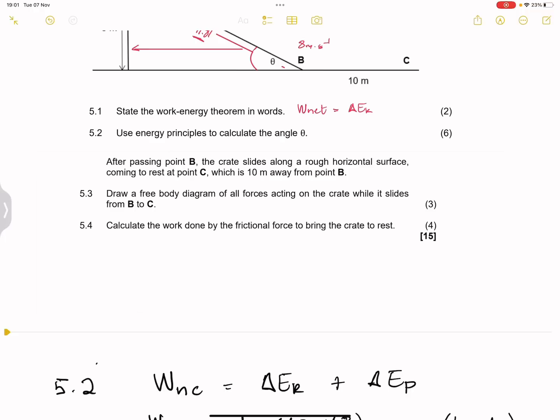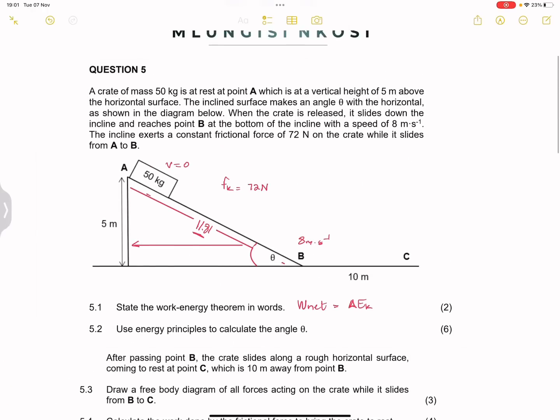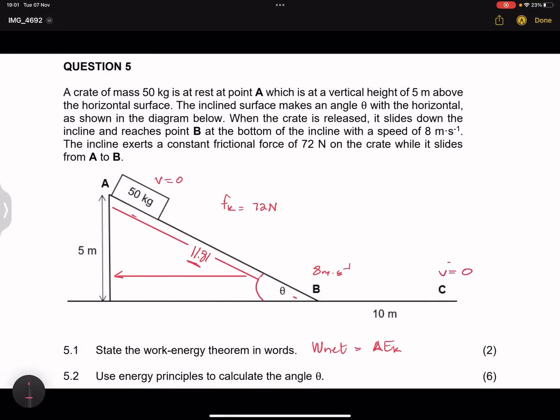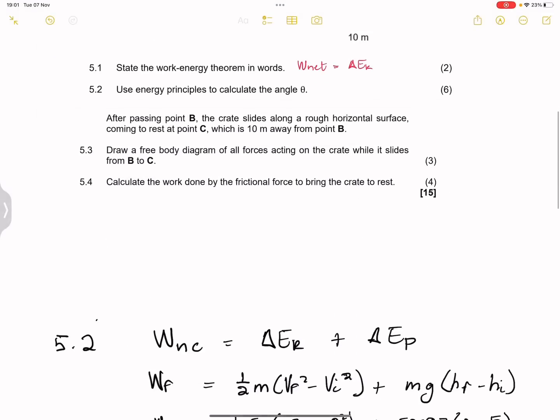They say draw a free body diagram. They say after passing point B, the crate slides along a rough horizontal surface, right, coming to rest at point C, which is 10 meters away from point B. So I know that when I get to point C, my velocity will be 0, okay, because that is actually a rough horizontal surface, right? Now they say to us, draw a free body diagram of all forces acting on the crate while it slides from point B to C.